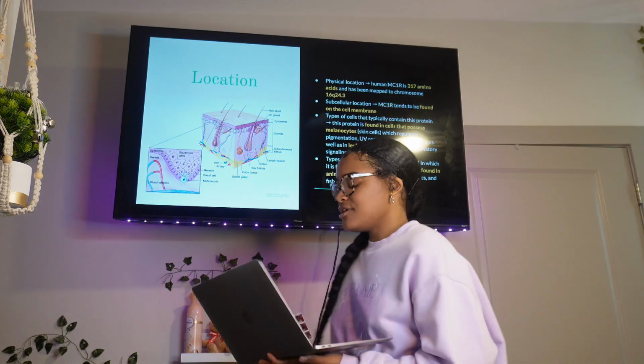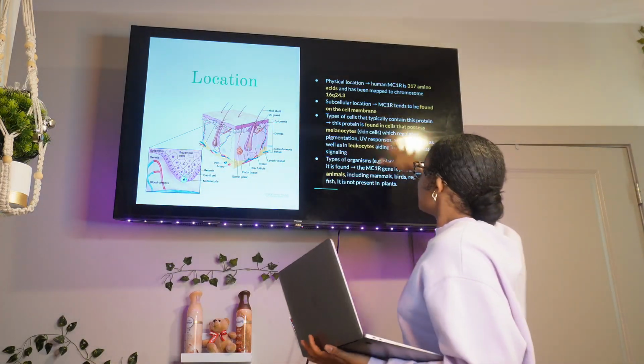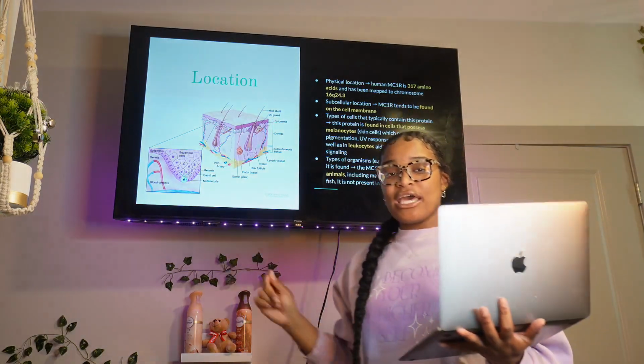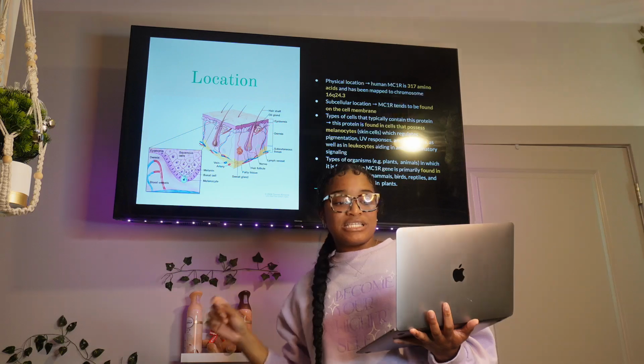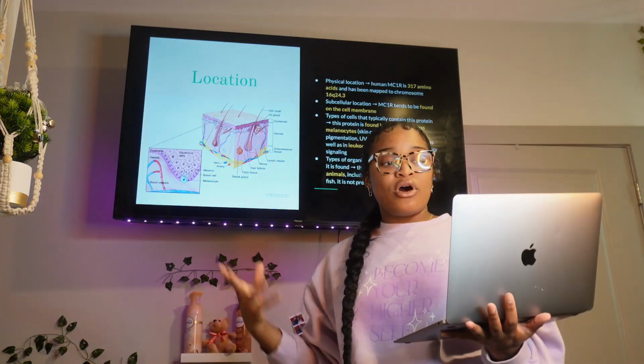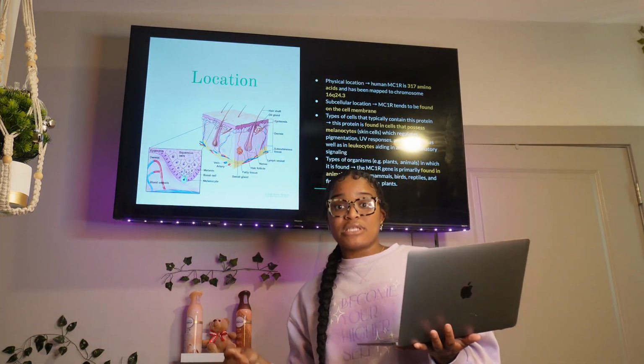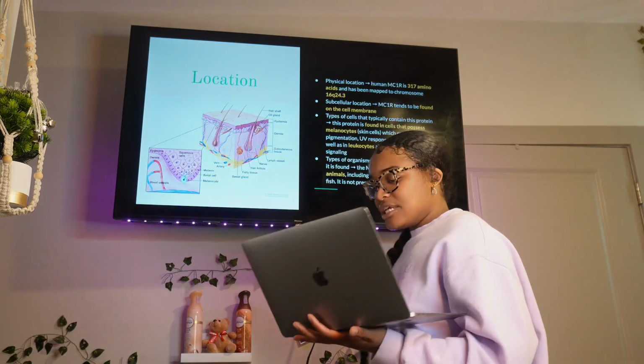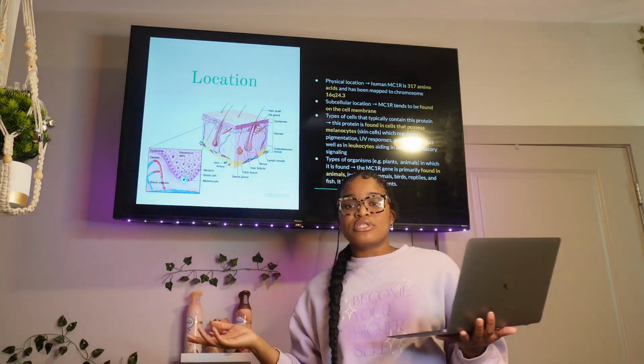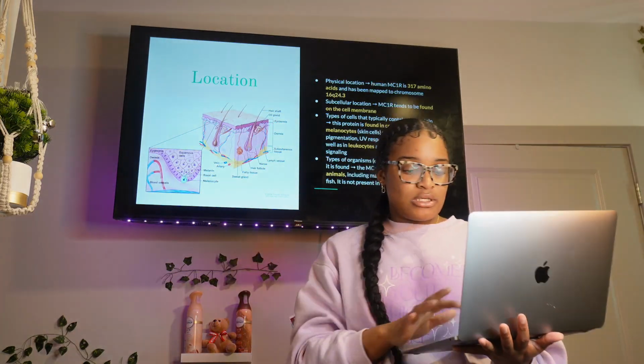So, the location of this protein. This protein has 317 amino acids and it is located on chromosome 16. It tends to be found on the cell membrane in cells that possess melanocytes. Essentially, it tends to be found in mammals in comparison to plants.